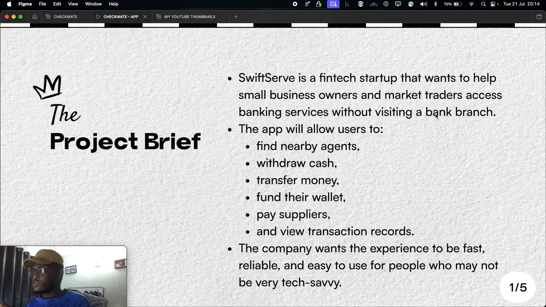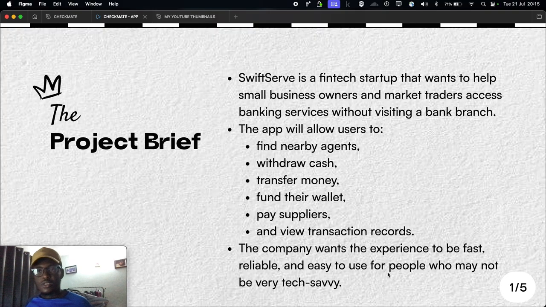They are a fintech startup created to help small business owners and market traders access banking services without having to visit a bank. Simple. Now, what will this app allow the users to do? They want to allow the users to find nearby agents, withdraw cash, transfer money, fund their wallets, pay suppliers, and view transaction records. The company wants the experience to be fast, reliable, and easy to use for people who may not be tech savvy.